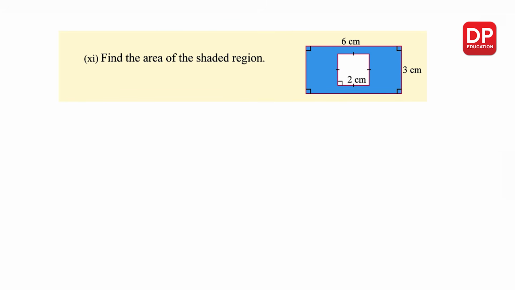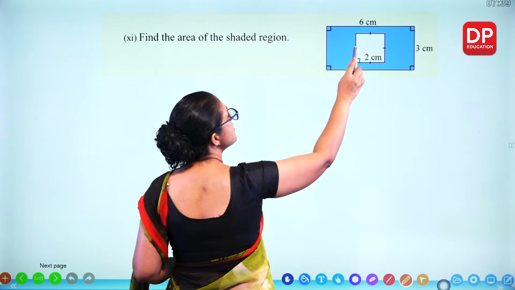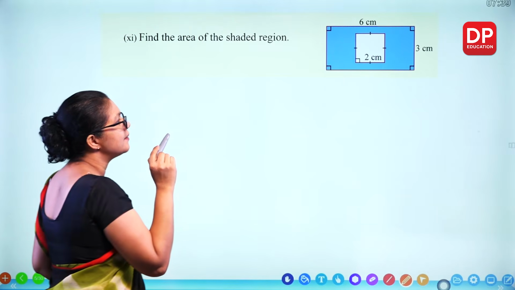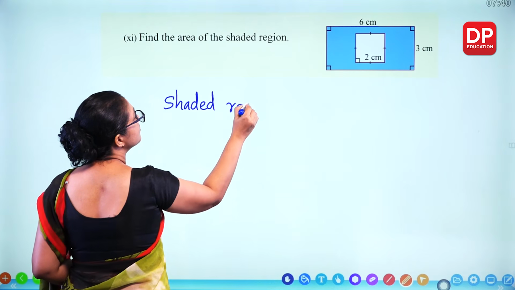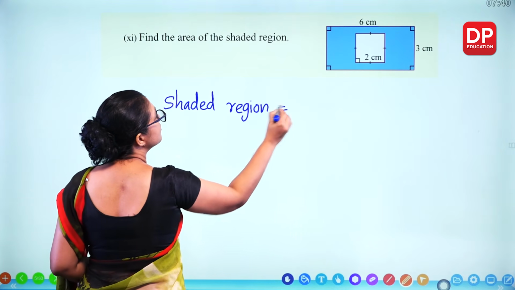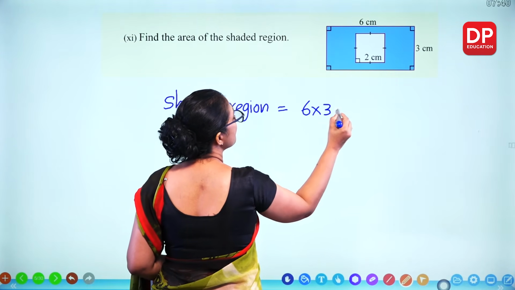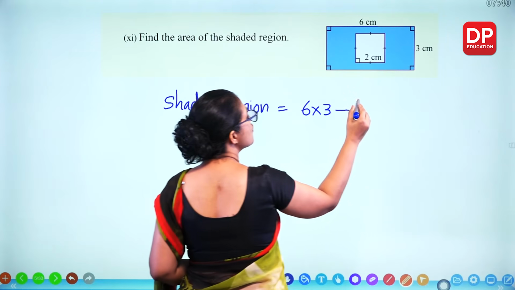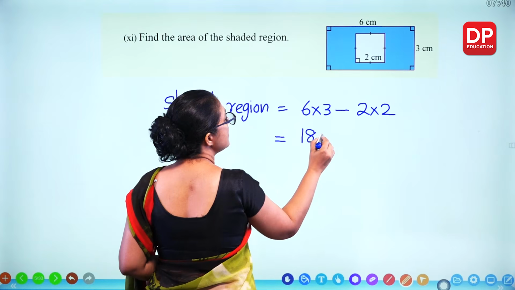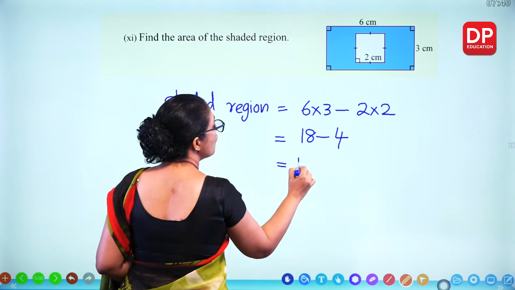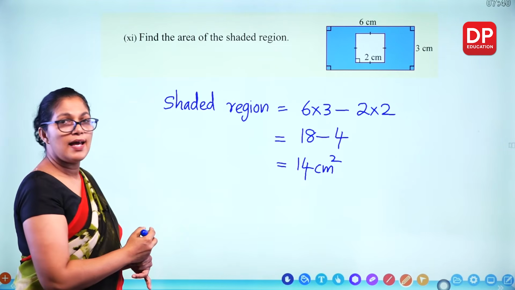Find the area of the shaded region. So how do we find out the shaded region? So we take the area of the full thing, subtract the area of the square inside. So shaded region, area of the full thing, 6 times 3, minus area of the square, 2 times 2. So 6 times 3, 18, minus 4, 14 square centimeters, because this is an area.